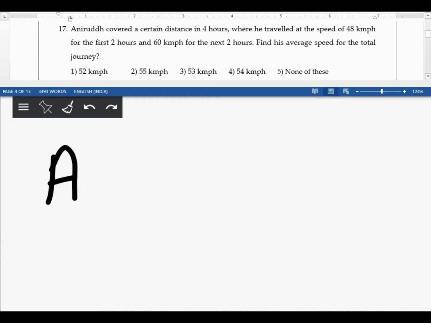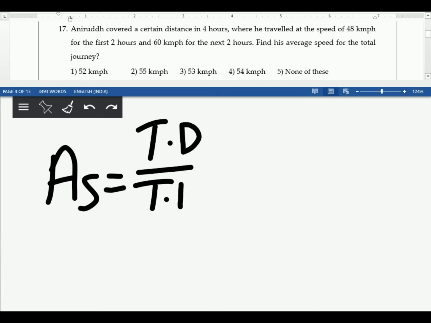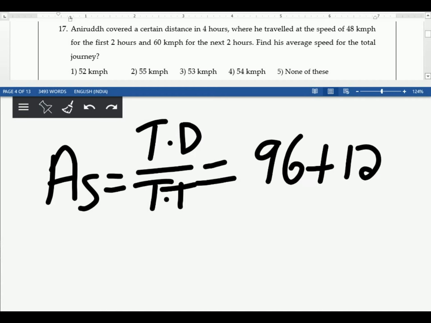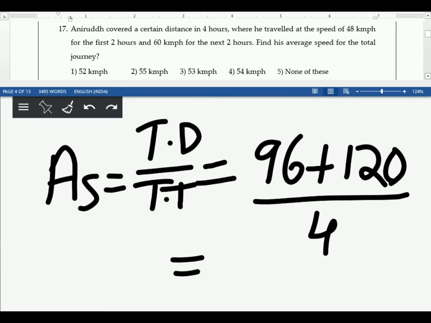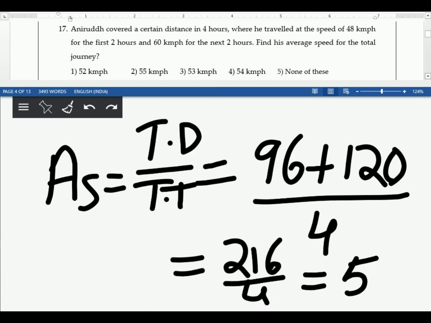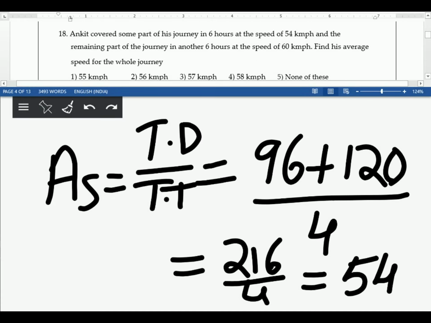Average speed is equal to total distance by total time. So in the first 2 hours he traveled 96, plus another 2 hours at 60 kilometers per hour, that is 120. Total distance by total time, that is 4. 216 by 4, that is 54 kilometers per hour. Option number 4. Next question, 18th question.